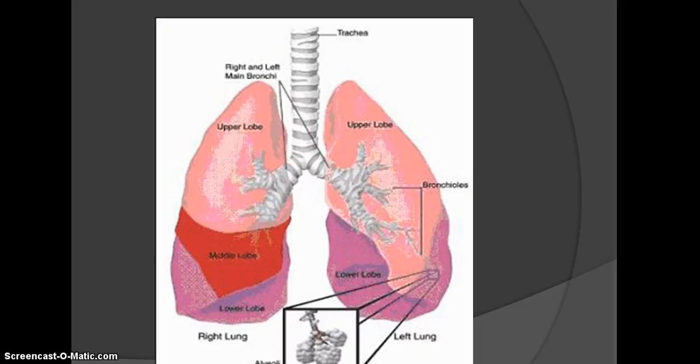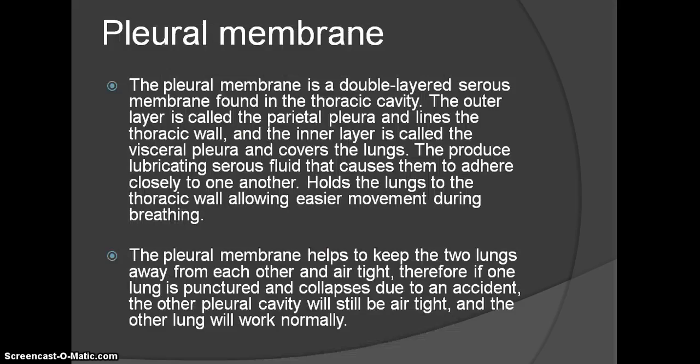This is a quick diagram of the lobes. You can see there's the upper lobes. On the left lung there's the middle lobe. Obviously there's not a middle lobe on the right. A lower lobe, another lower lobe. You can see the alveoli just pictured there, and then also the bronchioles. There's a trachea. Next we'll move on to the pleural membrane.